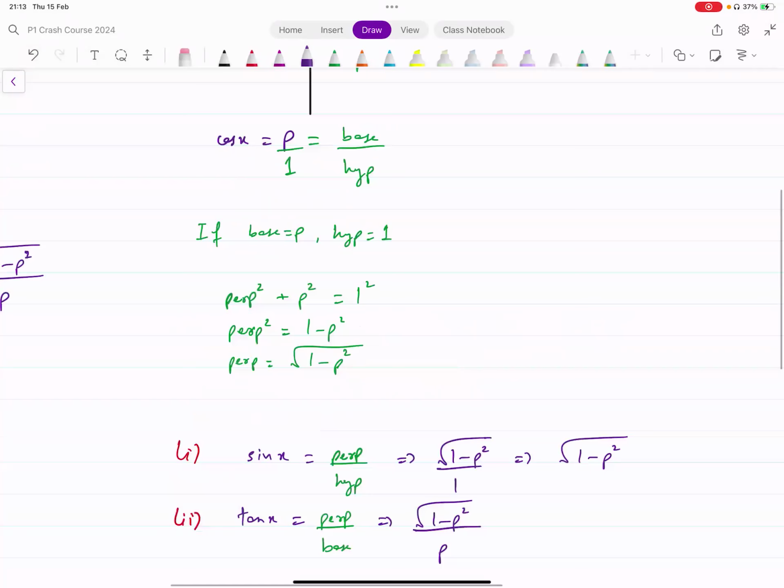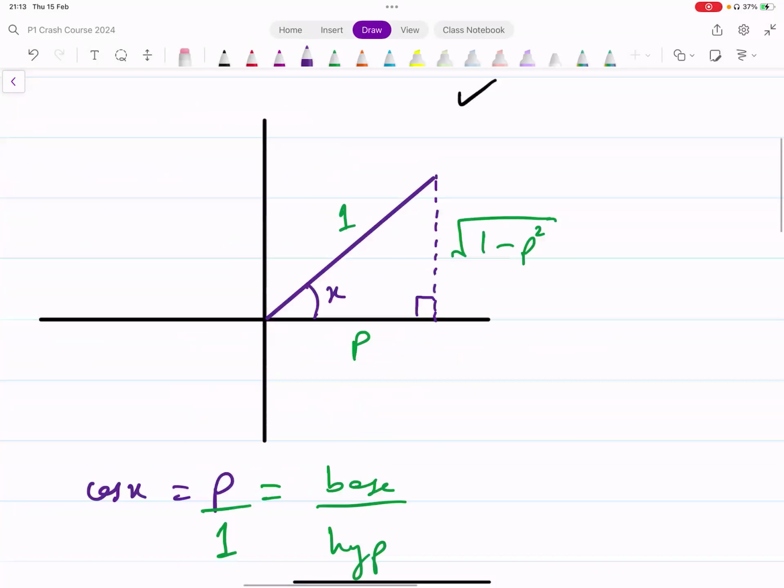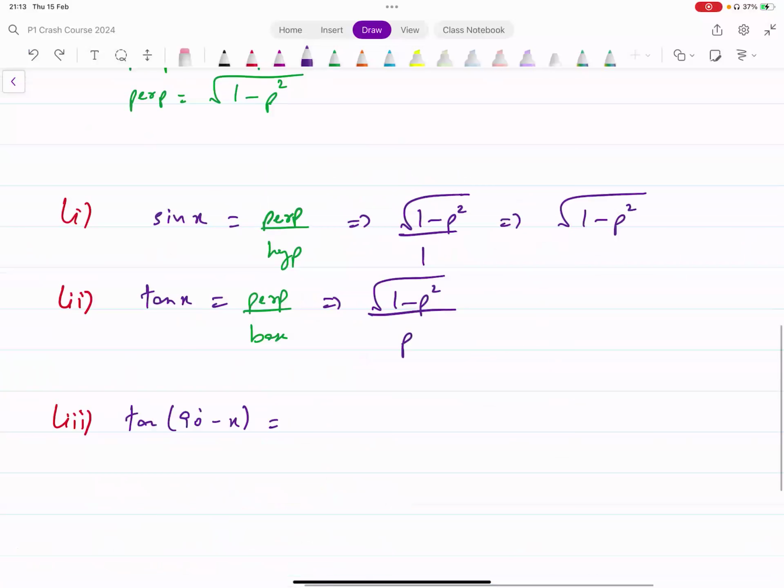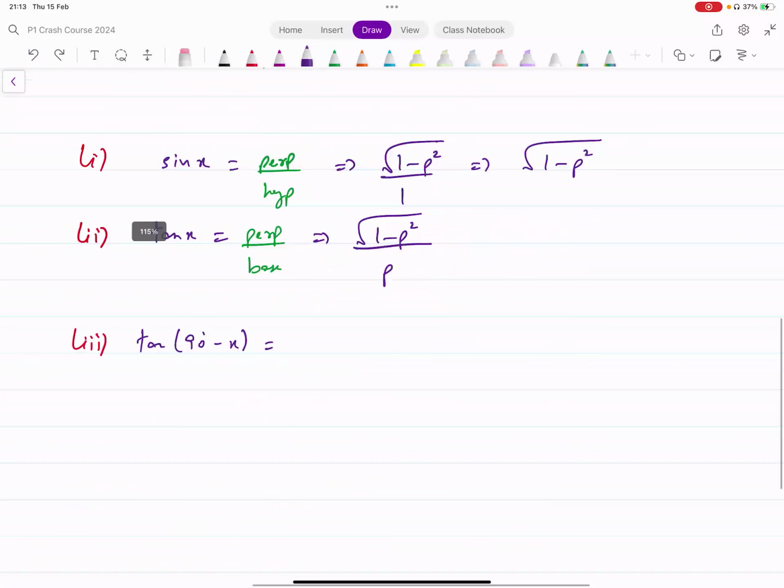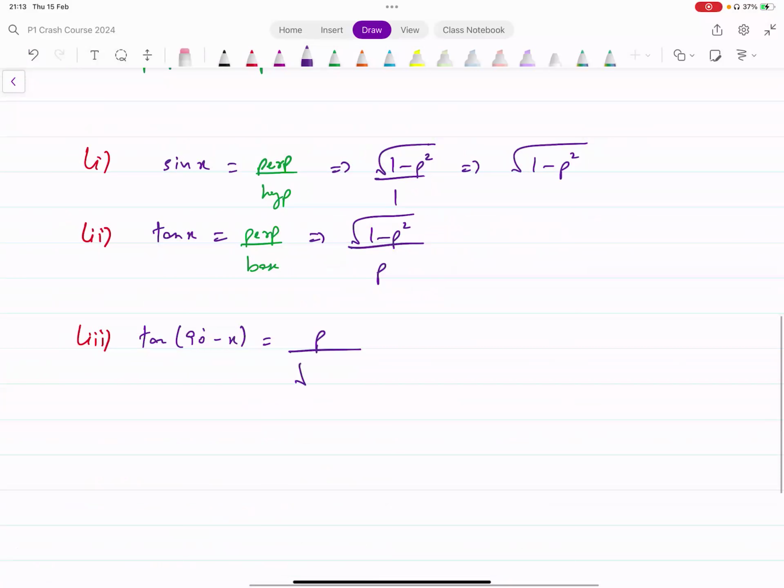What about this now? Look at this diagram again. We know that if this is x, what about this, the angle on top there? This is supposed to be 90 minus x. So what is tan of this angle? The opposite side is p, and the adjacent side is this. So tan of 90 minus x, therefore, is going to be p over square root of 1 minus p squared. So this turns out to be p over square root of 1 minus p squared.